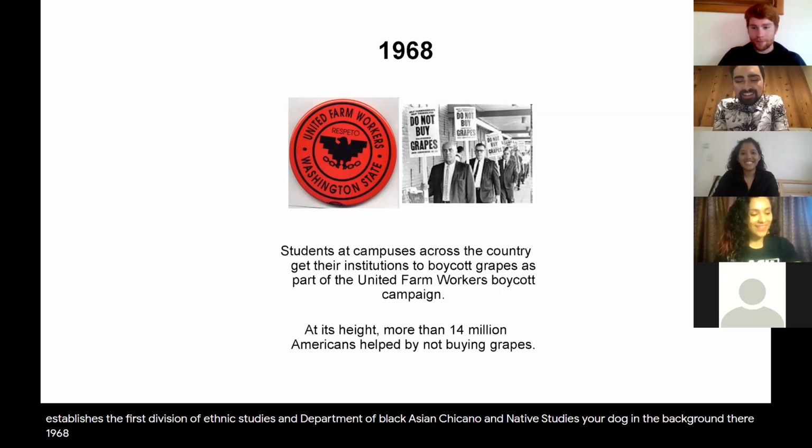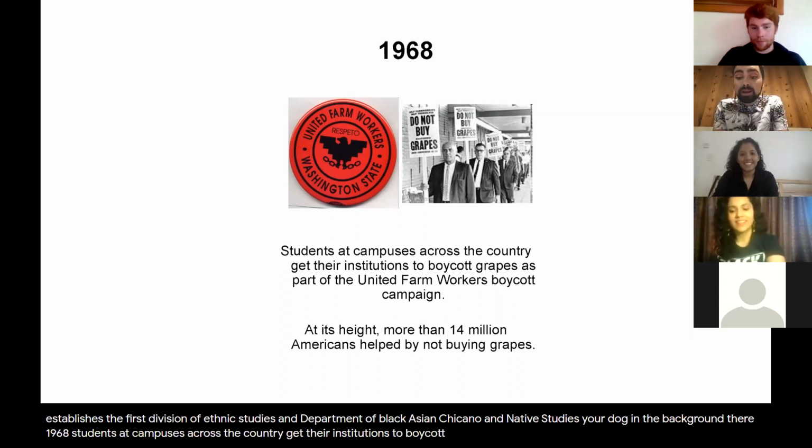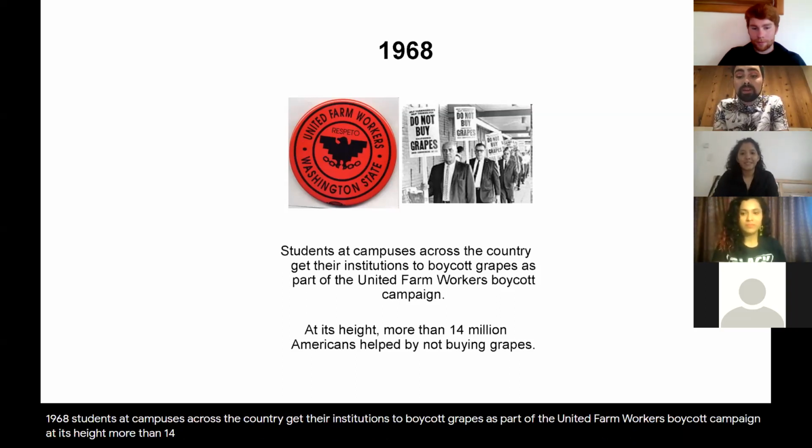1968, students at campuses across the country get their institutions to boycott grapes as part of the United Farm Workers Boycott Campaign. At its height, more than 14 million Americans helped by not buying these grapes.